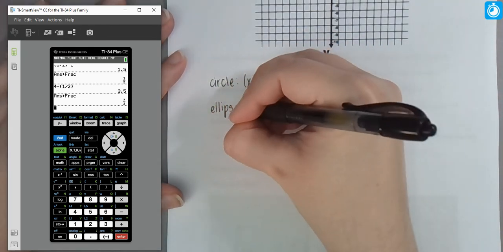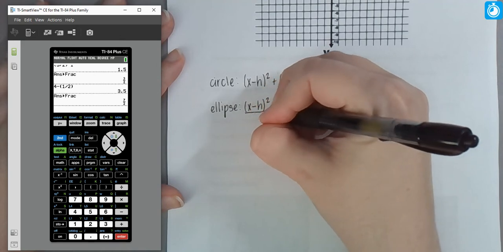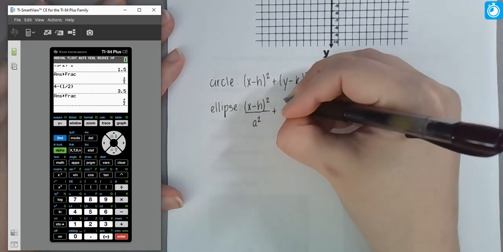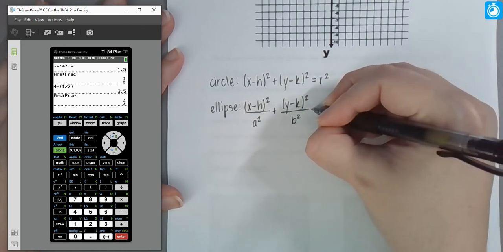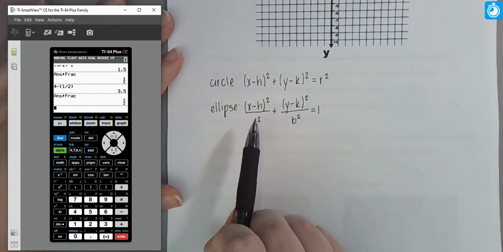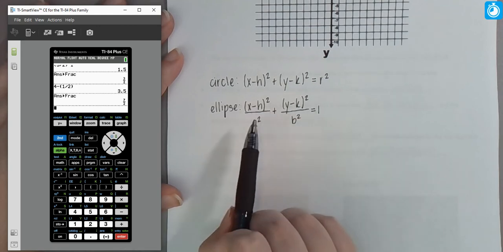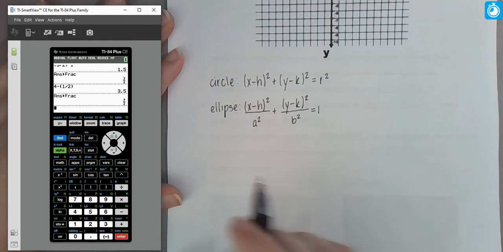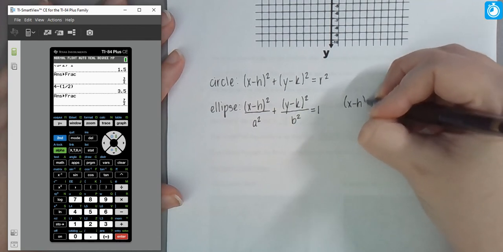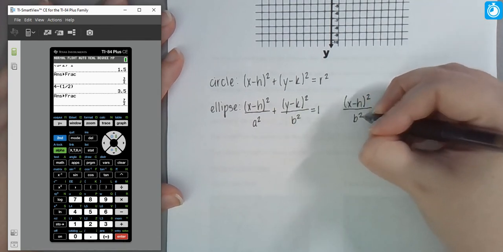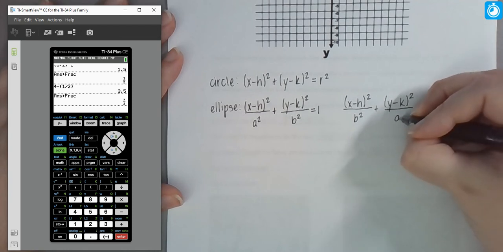So for an ellipse, we have something of this form: (x minus h) squared over a squared plus (y minus k) squared over b squared is equal to 1. A is always going to be the larger denominator. Both are positive, so the order we write them in doesn't matter. A and B do not depend on order. A is always defined as the larger of the two values, so we could also have something of the form (x minus h) squared over b squared plus (y minus k) squared over a squared.